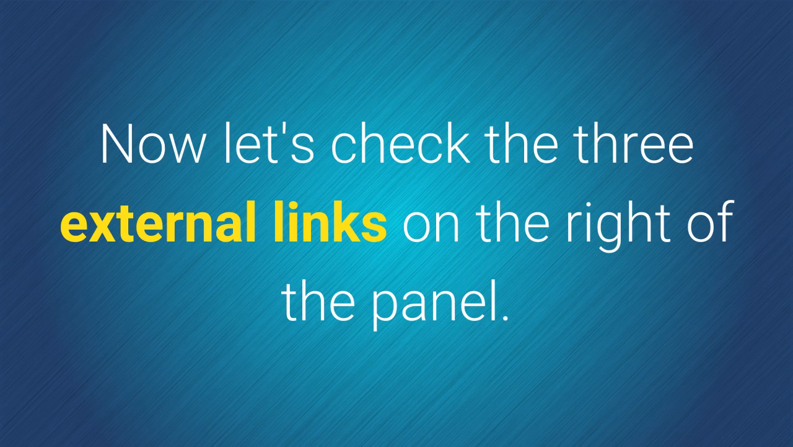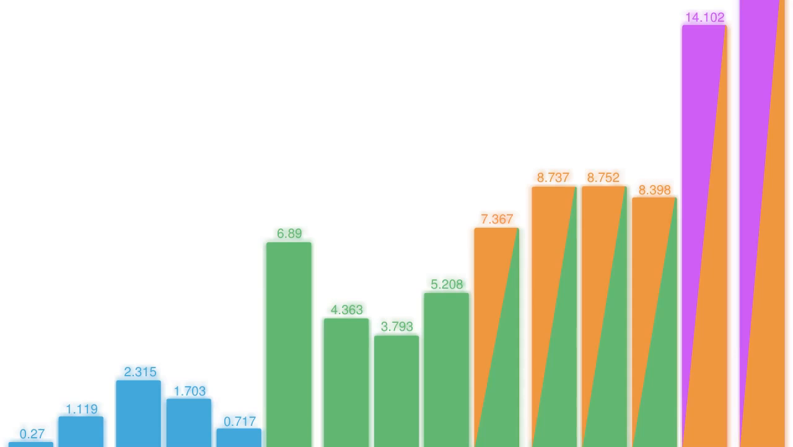Now let's check the 3 external links on the right of the panel. 1. Price, sales and rank history button. This takes you to camelcamelcamel.com. Register for a free account to see all the available information and log in before you click on your product link. There's a lot of information on this site, enough for several blog posts. I suggest you explore this tool and experiment with it until you're confident of reading the results correctly.